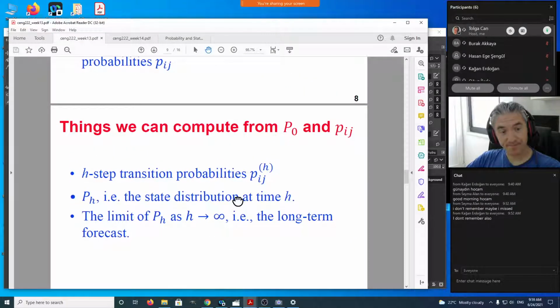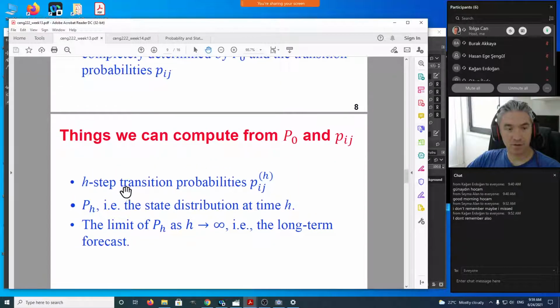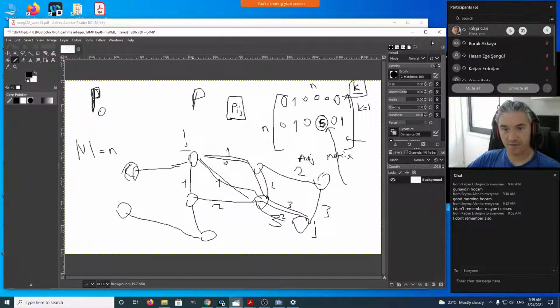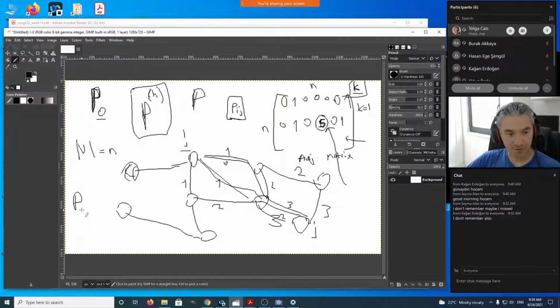So, again, don't forget this, if we have a superscript in parentheses, it means this refers to a matrix. This refers to a matrix of transition probabilities, which shows you H step transition probabilities. If you have a subscript, it means this is an n by n matrix if you have n states, but this is a 1 by n row matrix, or it's just like a vector.